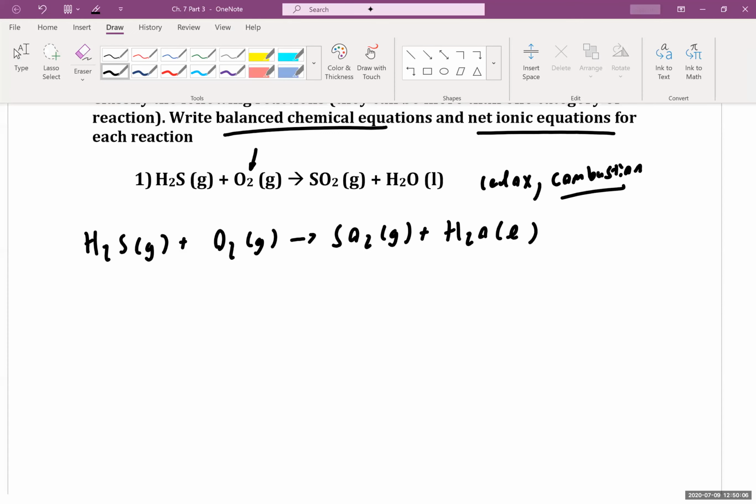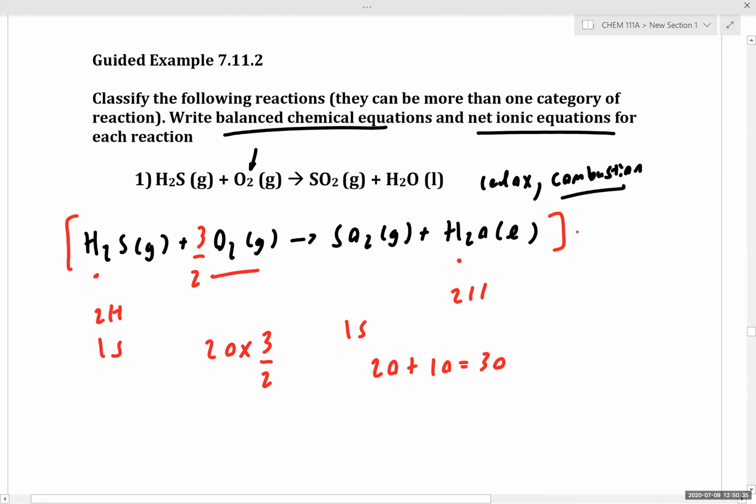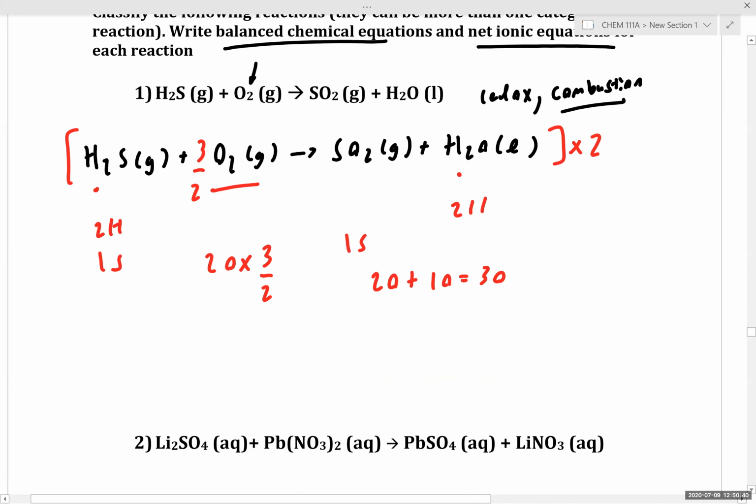first and foremost, we have an isolated pure element, so we can utilize half notation. So hydrogen's balanced. We have 2 hydrogens on each side. We have 1 sulfur on each side. We have 2 oxygens on the left. We have 2 oxygens plus 1, or 3 oxygens, on the right. So I'm going to place a coefficient of 3 over 2, and then I'm going to multiply all of my coefficients by 2. This is known as the half notation shortcut, and it's invaluable for balancing combustion reactions.